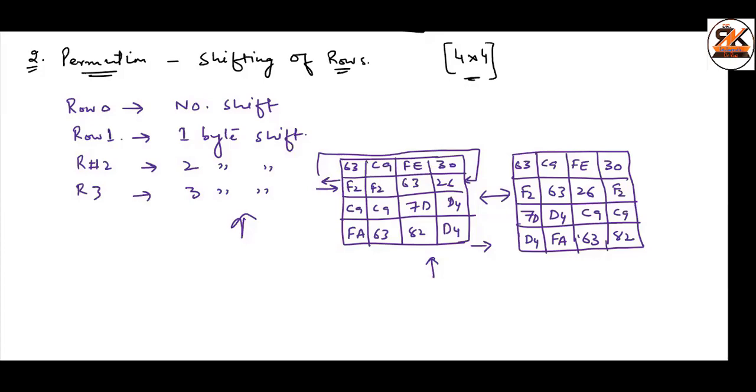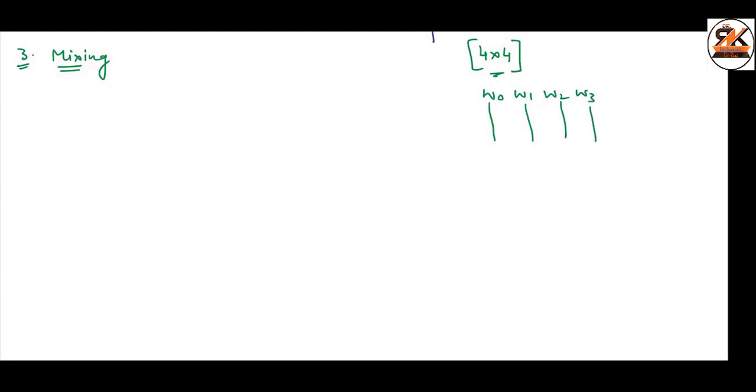Okay, and so for more scrambling, we have to go for the intra-byte operations as well. We have to do something with the bits inside the bytes. And for that, we have the third operation, that is mixing. And the mixing operation is done on the intermediate state matrix. For example, we have this 4x4 state matrix that we have obtained after shifting of the rows. And there is a constant matrix. We have to multiply each word. So we can have word 0, word 1, word 2, and word 3. So we have a total of 4 words in this state matrix that we have obtained by shifting of rows.